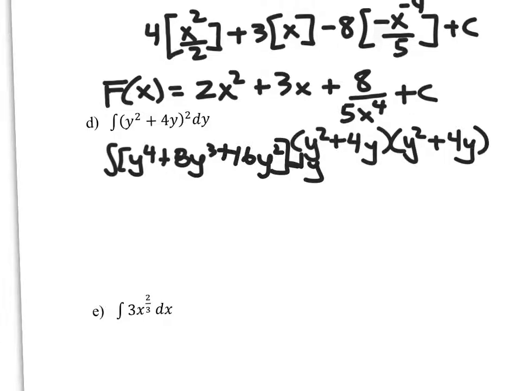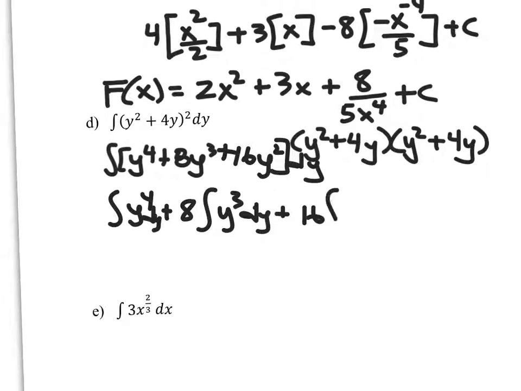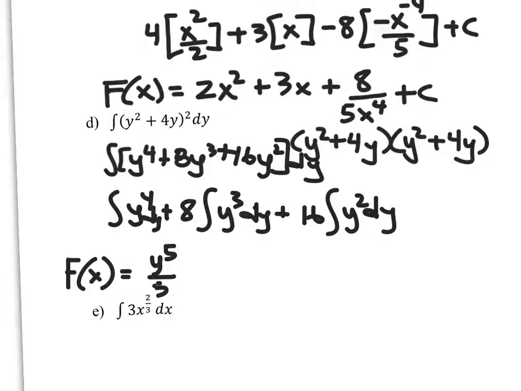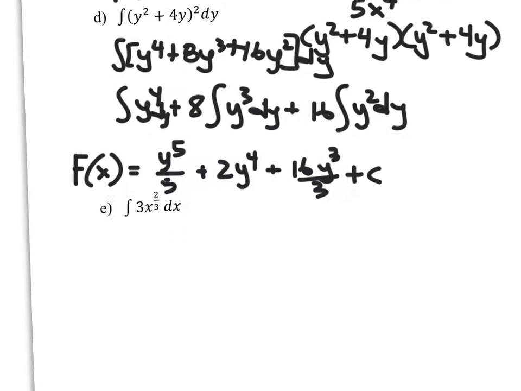I'm going to do this one, split it up, y to the fourth plus 8 integral of y to the third dy plus 16 times the integral of y squared dy, and we'll come up with big F of x. Alright, so this would be y to the fifth over 5. I would get, in this case, y to the fourth over 4 times 8, which would be 2y to the fourth. And then I get y to the third over 3 times 16, which would be 16y to the third over 3 plus c. Alright, last one.